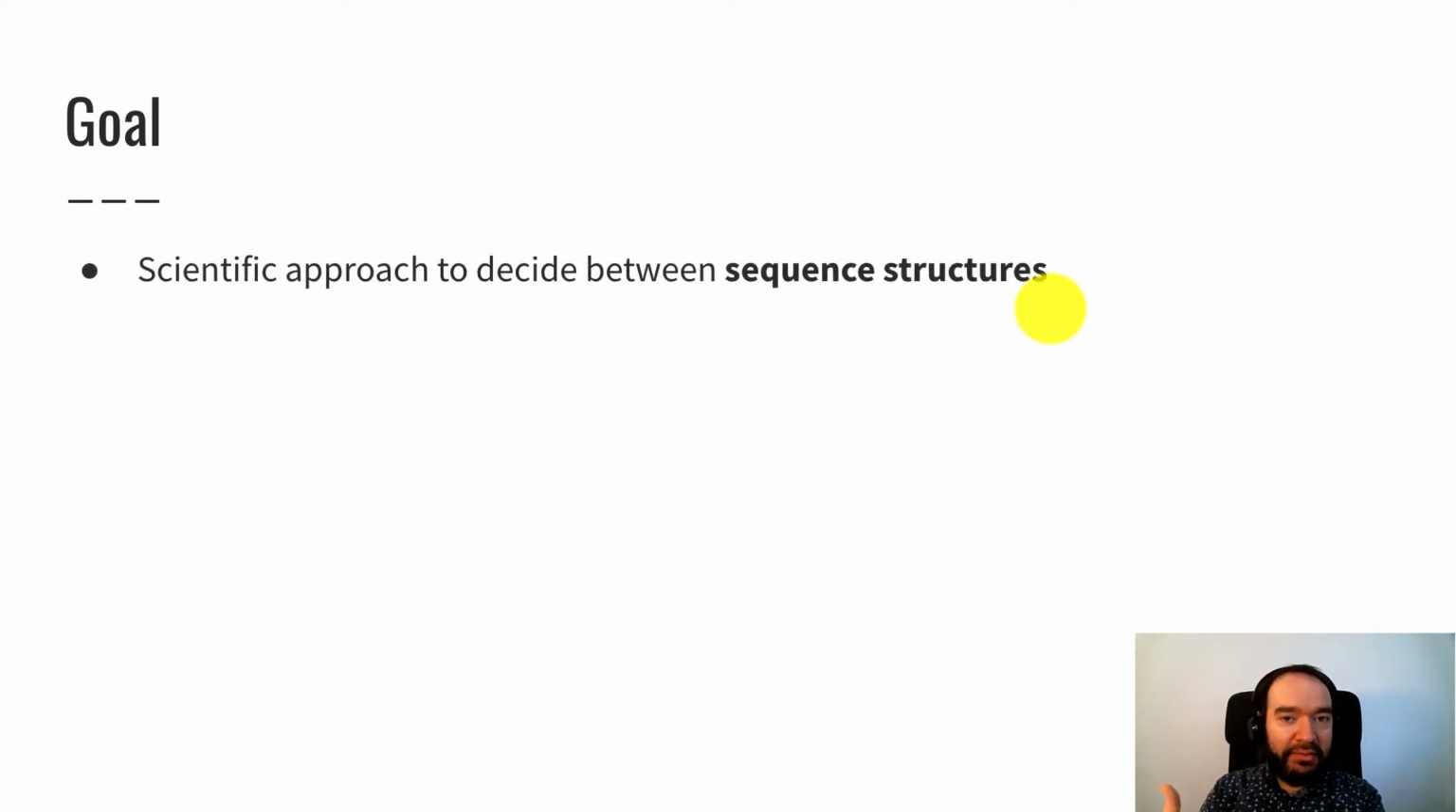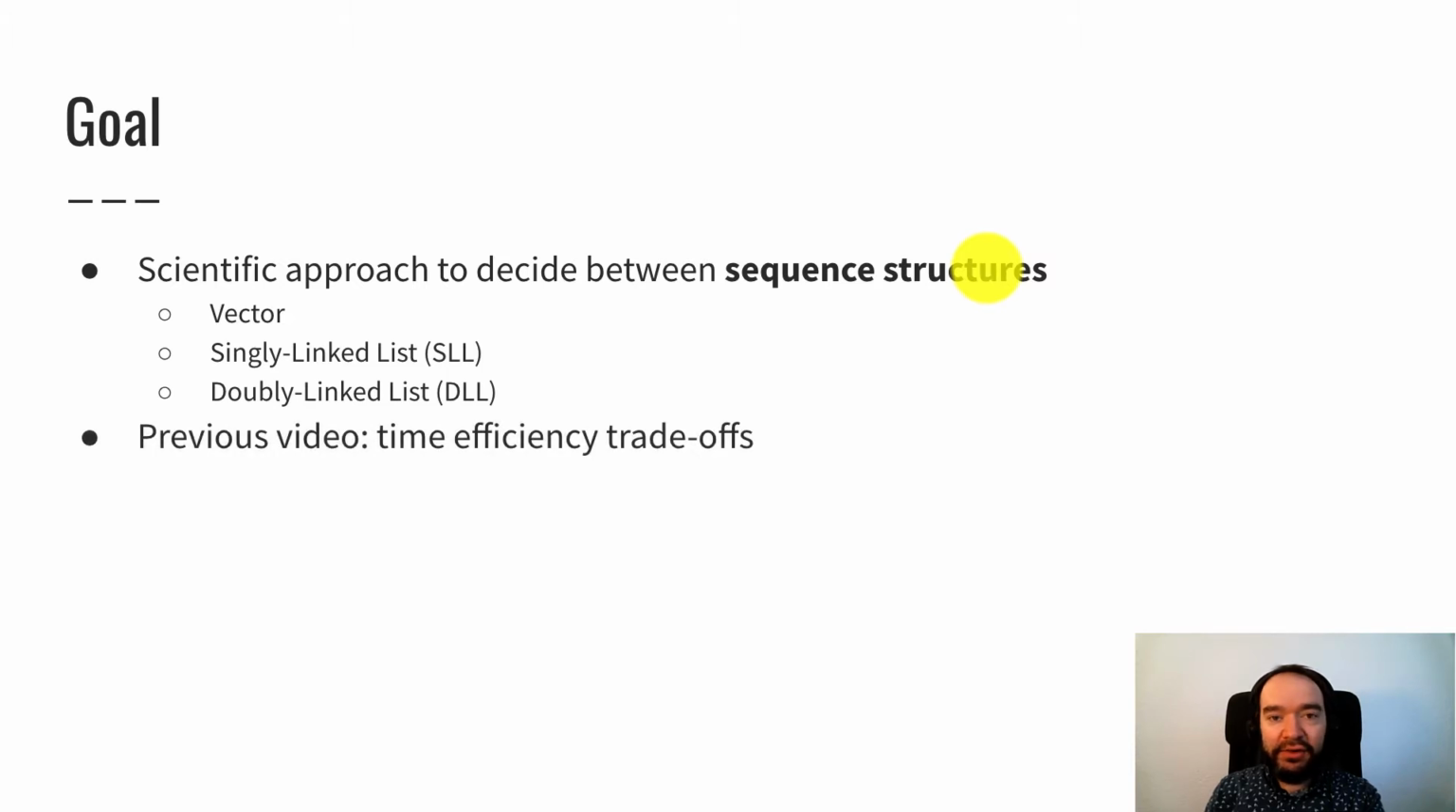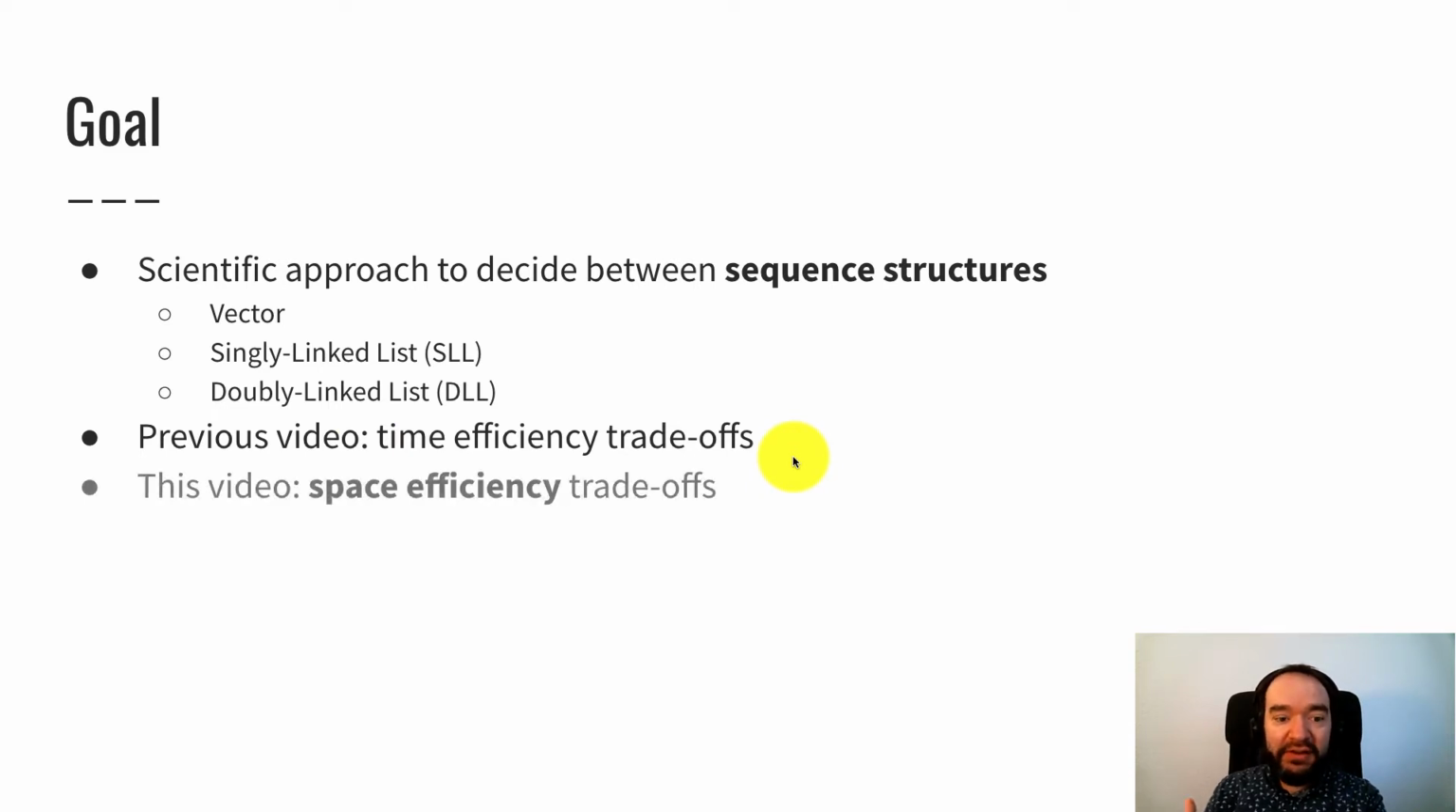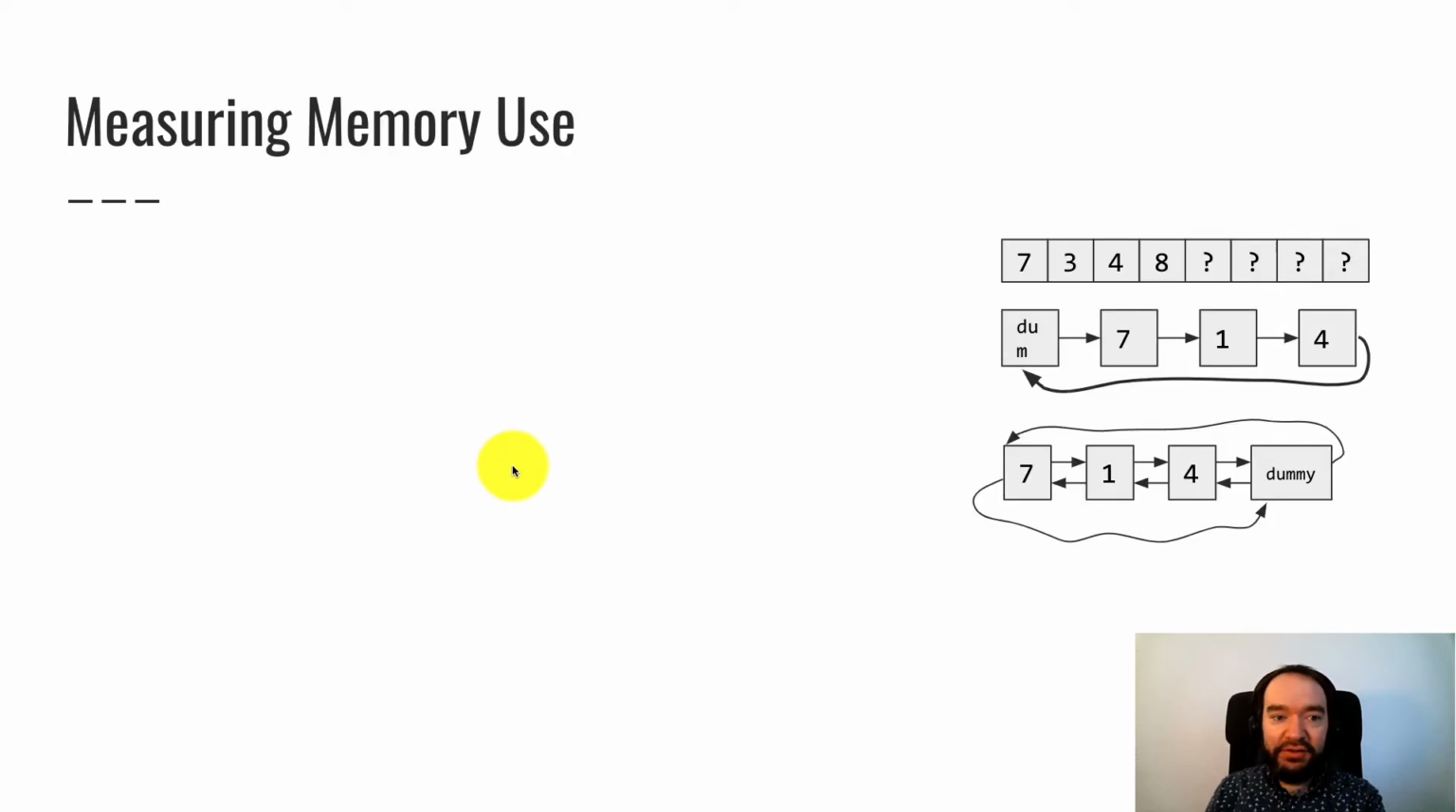So remember, what we're building up to here is some kind of scientific approach to deciding between the sequence data structures, those being vector, singly linked list, and doubly linked list. We're trying to do this based on evidence and reason. The previous video went into time efficiency, meaning speed. This video is looking at space efficiency, or how many bytes of memory these data structures use.